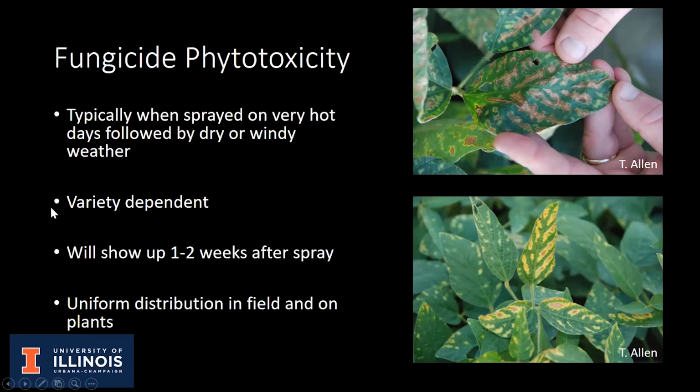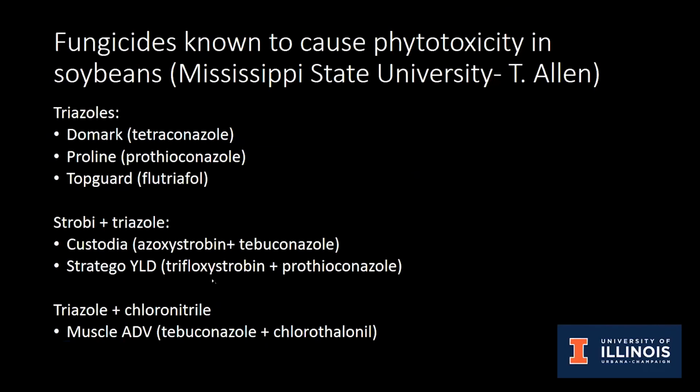A lot of these symptoms, in addition to being associated with the product, can be variety dependent. Some varieties are more susceptible than others. And because this is associated with a fungicide application, usually the symptoms show up fairly uniformly across the field and across the canopy within 1 to 2 weeks after the spray, sometimes sooner, depending on the environment. But keep in mind, this is going to be uniform in distribution, and uniform on those plants. Now, these are some examples of chemistries or fungicide products that are known to cause phytotoxicity in soybeans.